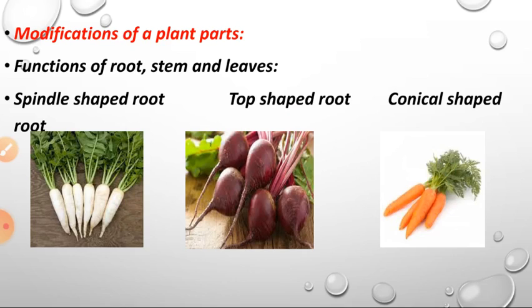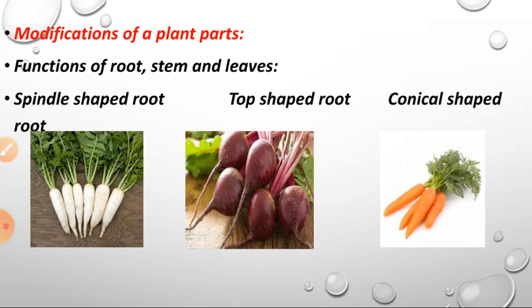Okay, so here the functions are different. Actually, the root function is to carry water and minerals from the soil, but additionally we can consume these as food because they store food in the root part. So radish is the spindle shaped root, beetroot is the top shaped root, and carrot is the conical shaped root. Okay, so this is known as modification.